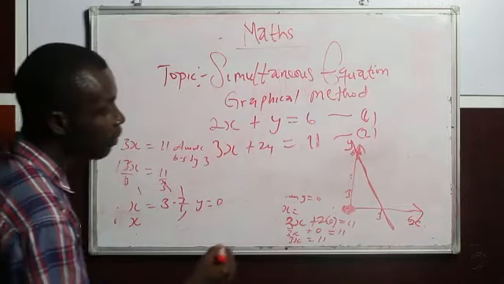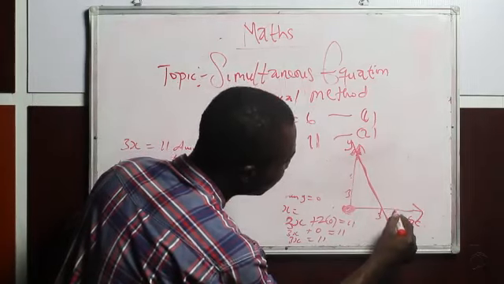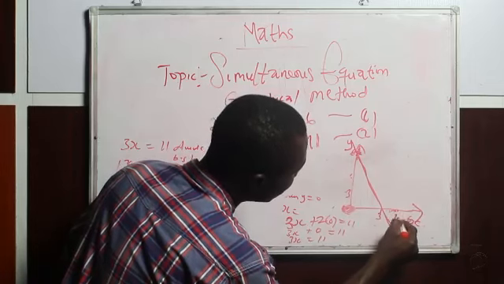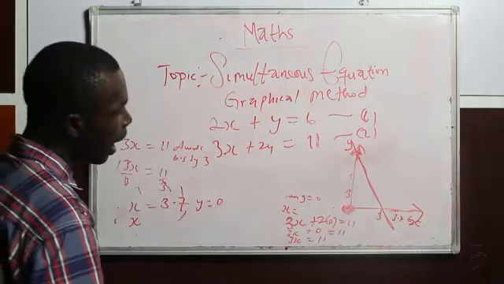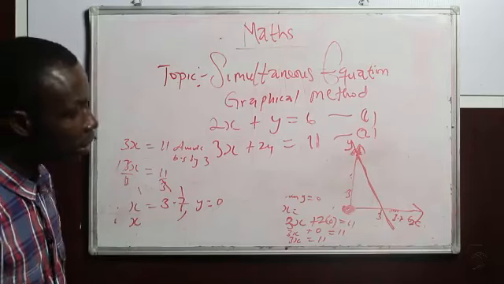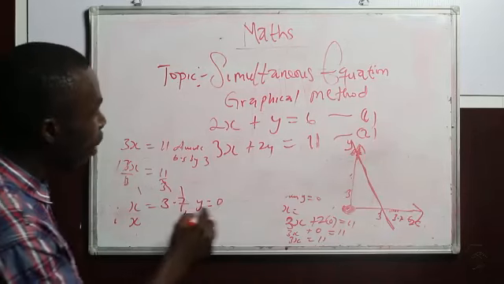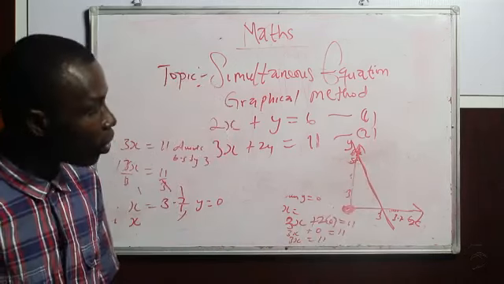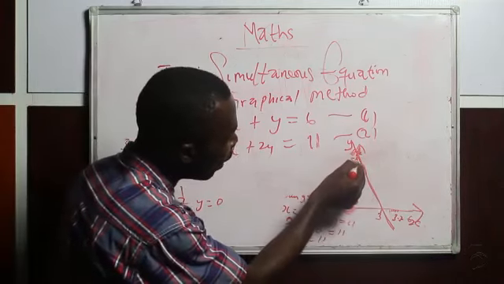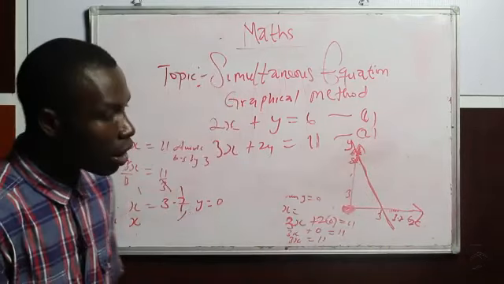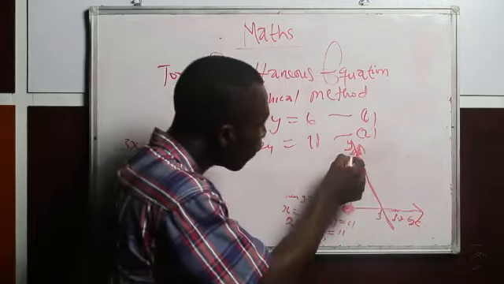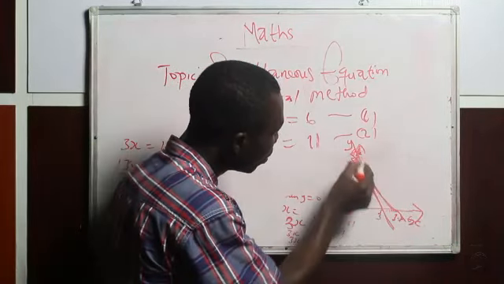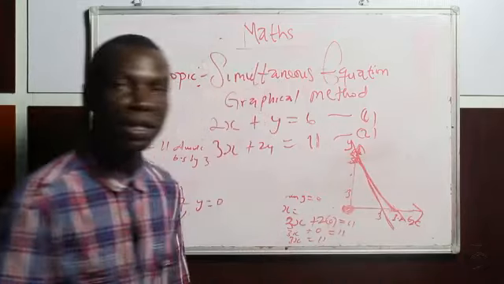So we locate 3.7 here. 3.7 lies between 3 and 4, here, 1, 2, 3, 4, 5, 6, 7. This is 3.7 here, and our y was equal to 0. But what is our y? We have 5.5 here. Therefore, 3.7 and 5.5 lie within this region. Take your ruler and join 5.5 with 3.7.